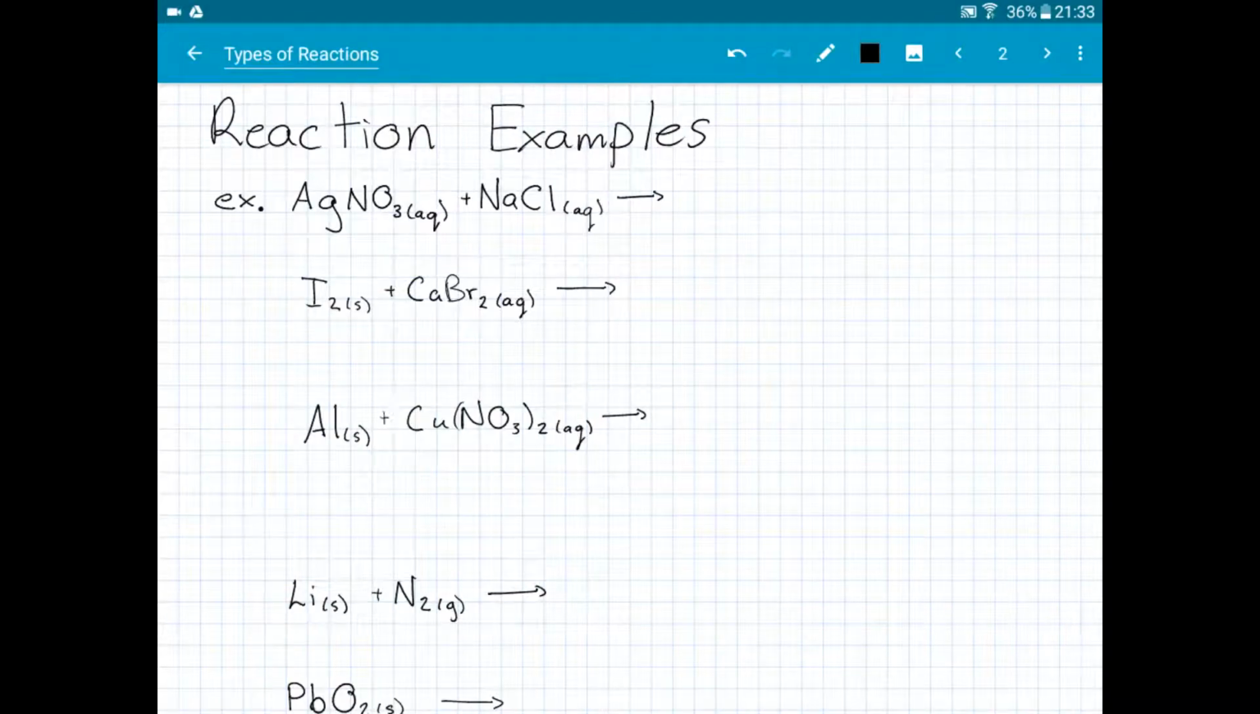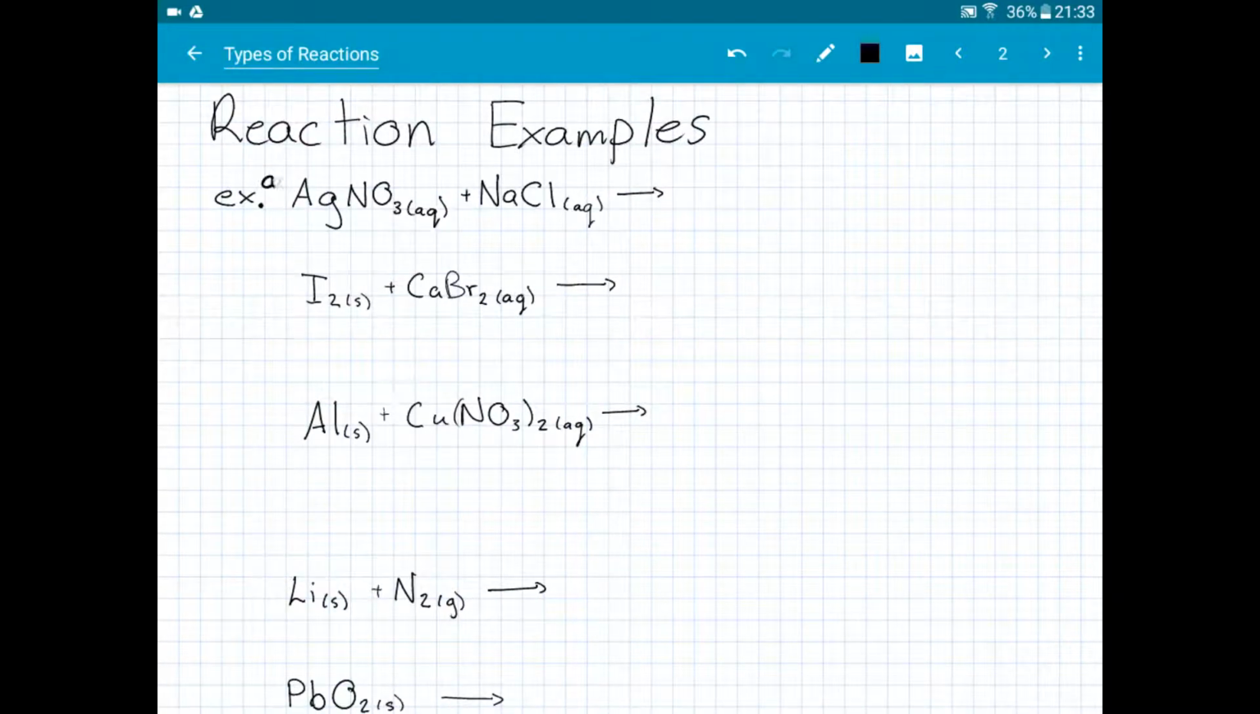Hello everyone, I'm back again to talk about reaction examples this time. So I'm just going to run through the ones that we did in class, and hopefully you'll be able to follow the process. So our first example right here, we'll just call example A.